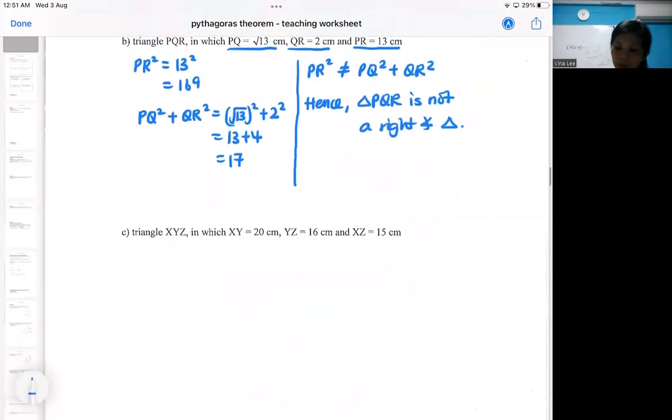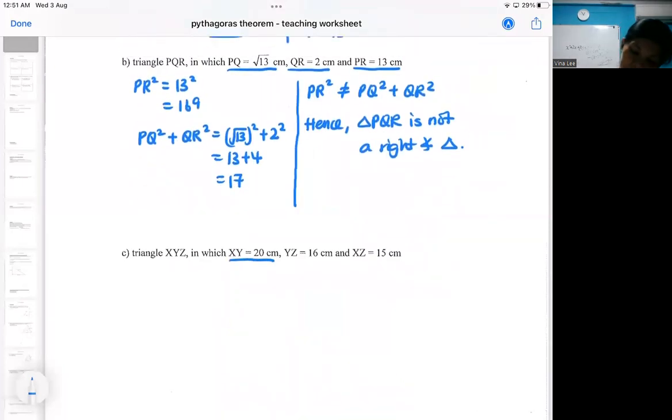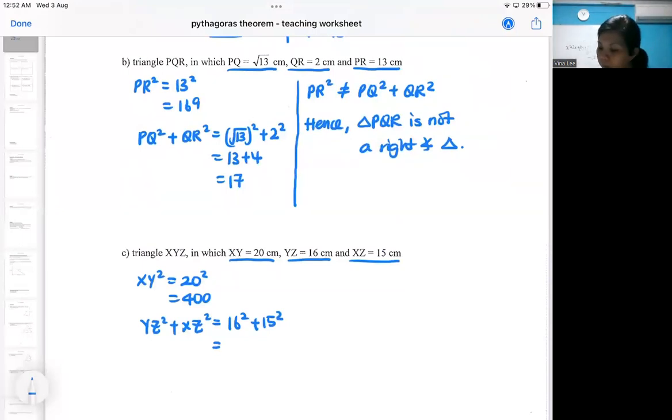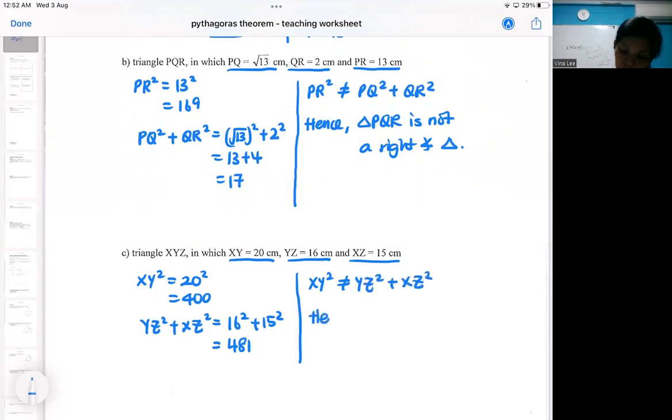So we repeat the same idea. We always look for the longest length. XY is the longest. Again, if you take a look here, it doesn't match up. XY squared doesn't equal to this. So if it doesn't match up, then it is not a right angle triangle.